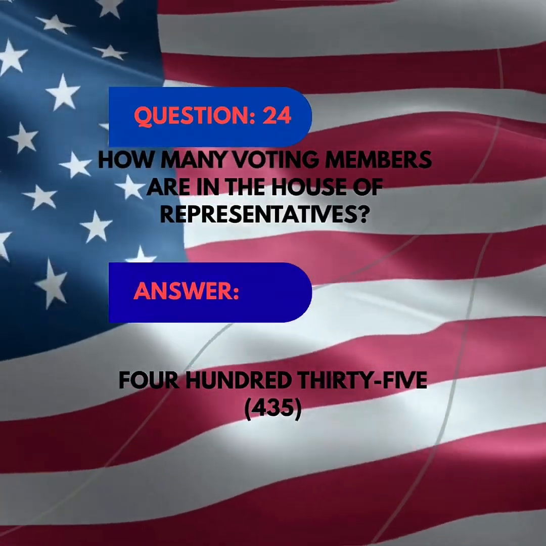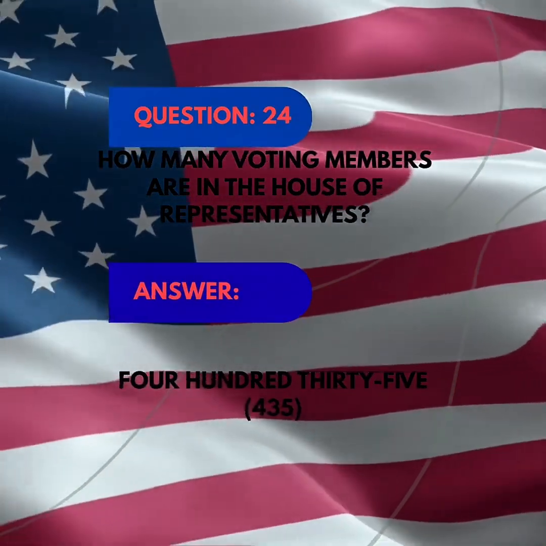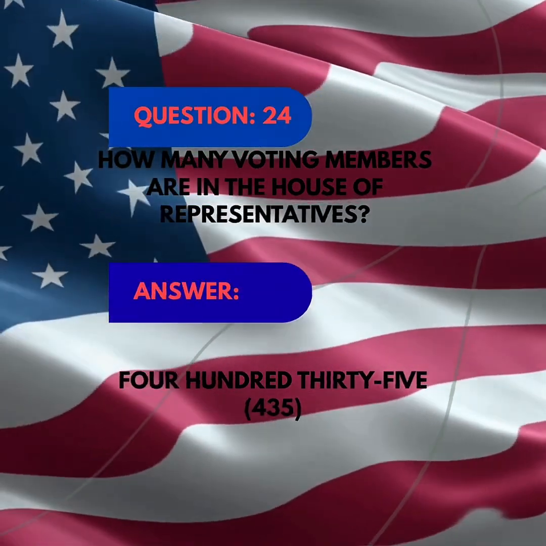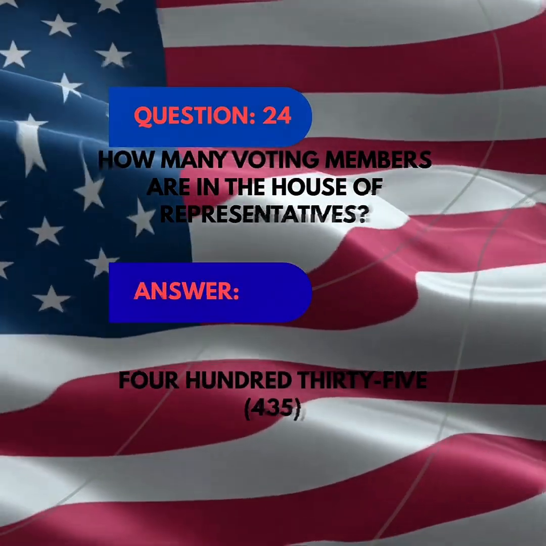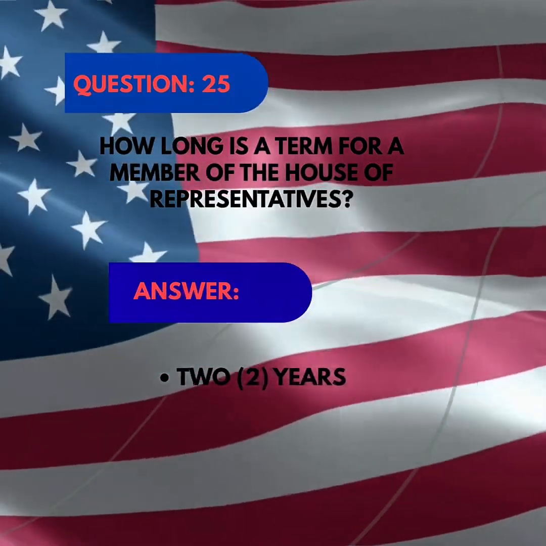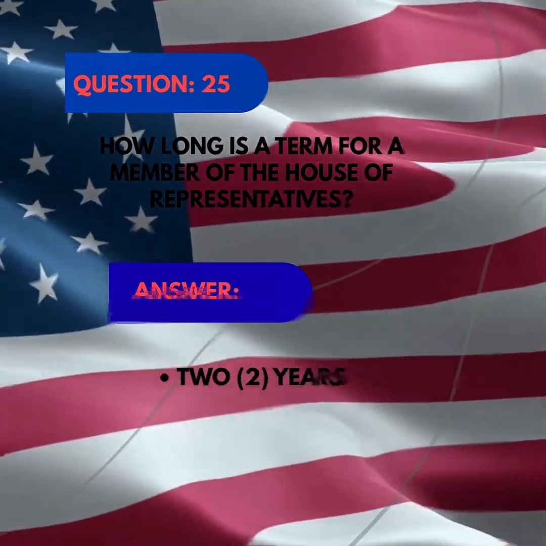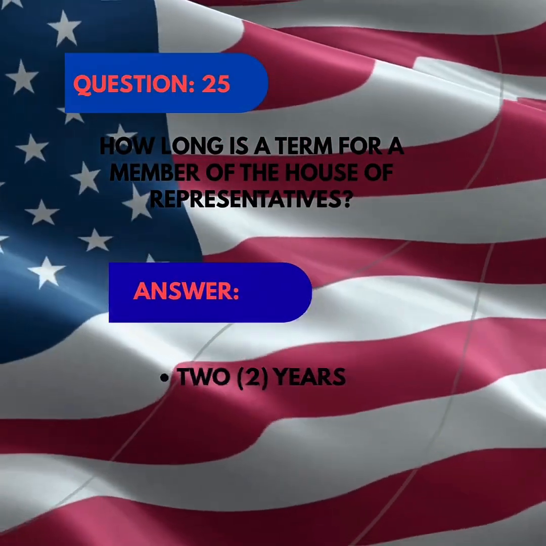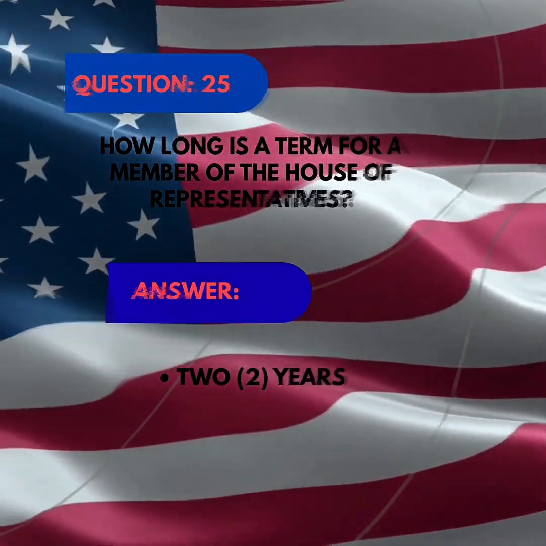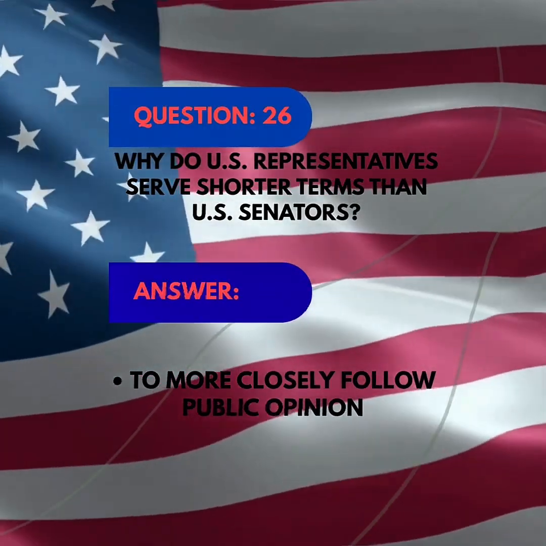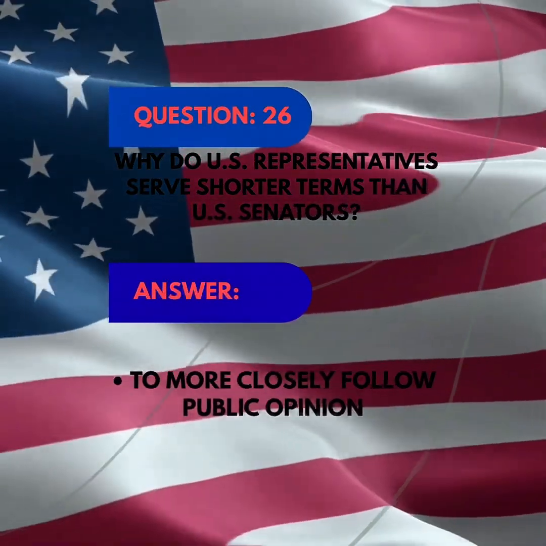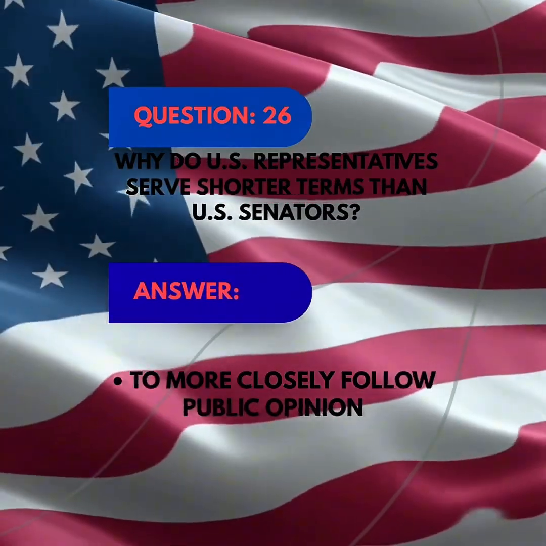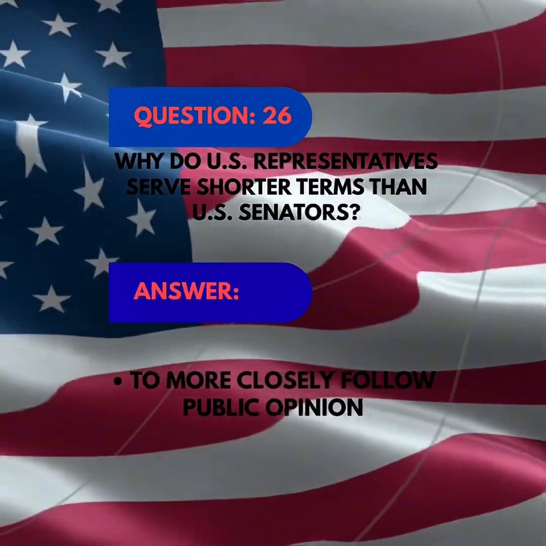Question 24. How many voting members are in the House of Representatives? Answer. There are 435 voting members. Question 25. How long is a term for a member of the House of Representatives? Answer. A term is 2 years. Question 26. Why do U.S. representatives serve shorter terms than U.S. senators? Answer. To more closely follow public opinion.